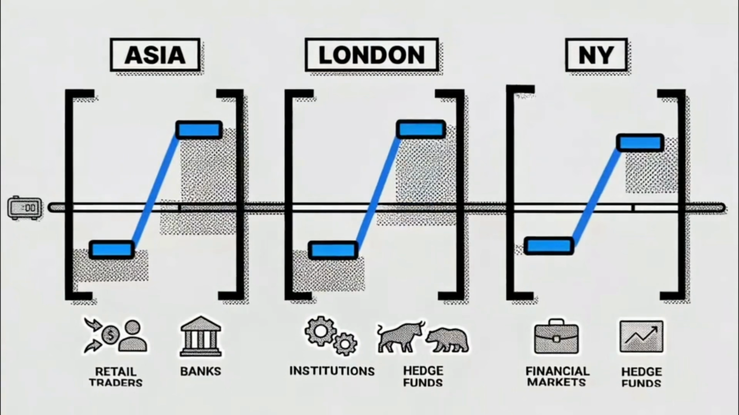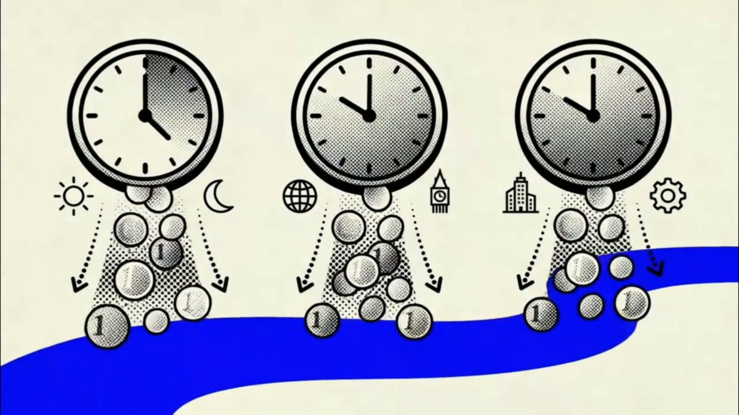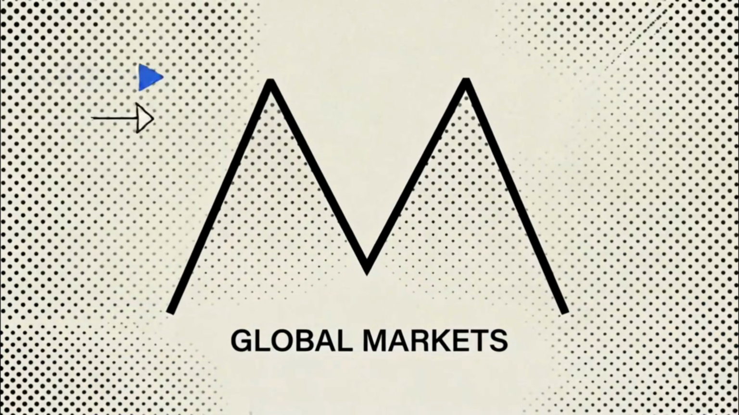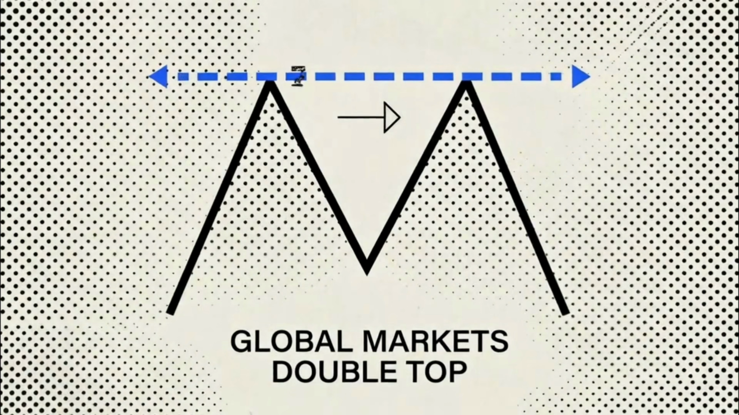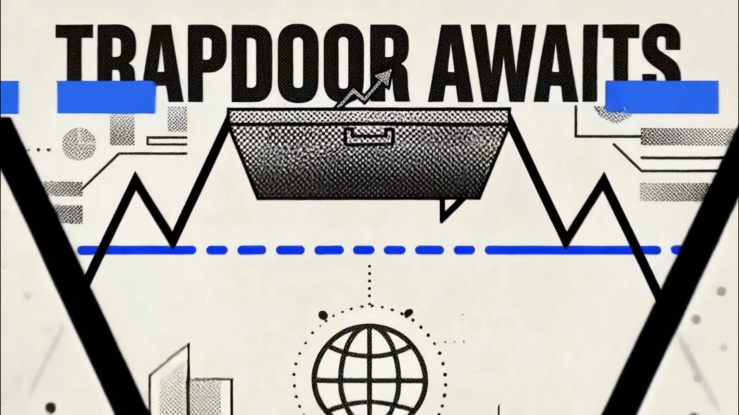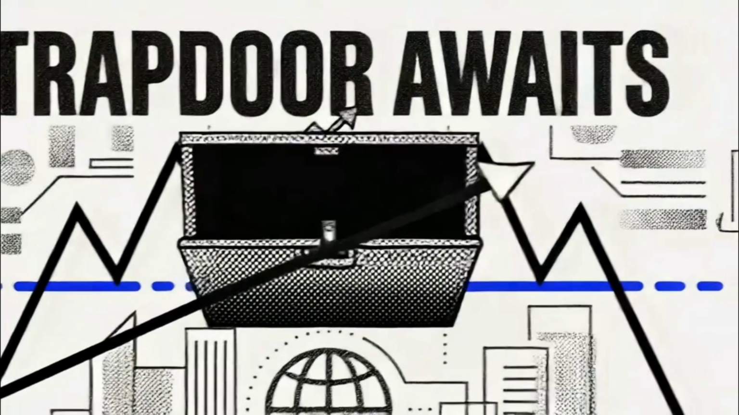Now let's break down the main types. First, session highs and lows. Each session, Asia, London, New York, brings new money into the market. That's why price often goes back to those levels. Second, double tops and double bottoms. What most people think is a signal is often a trap because there are a lot of orders sitting there.